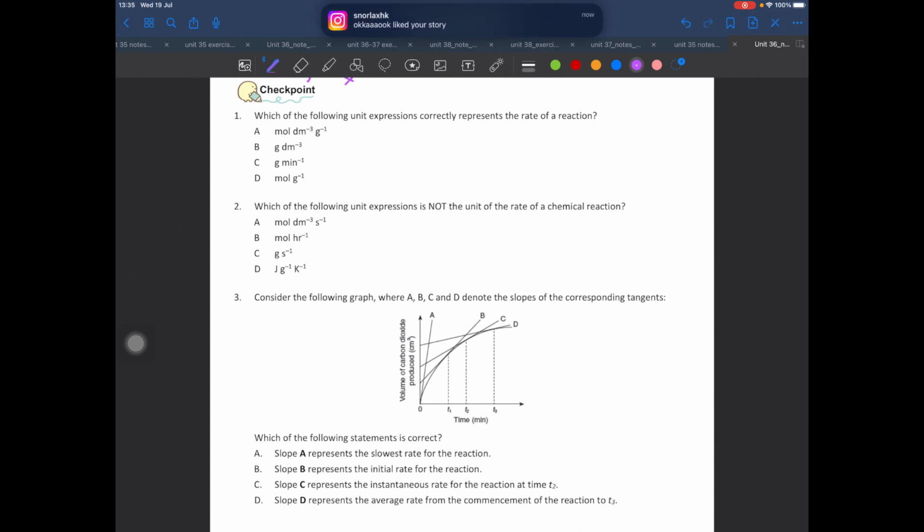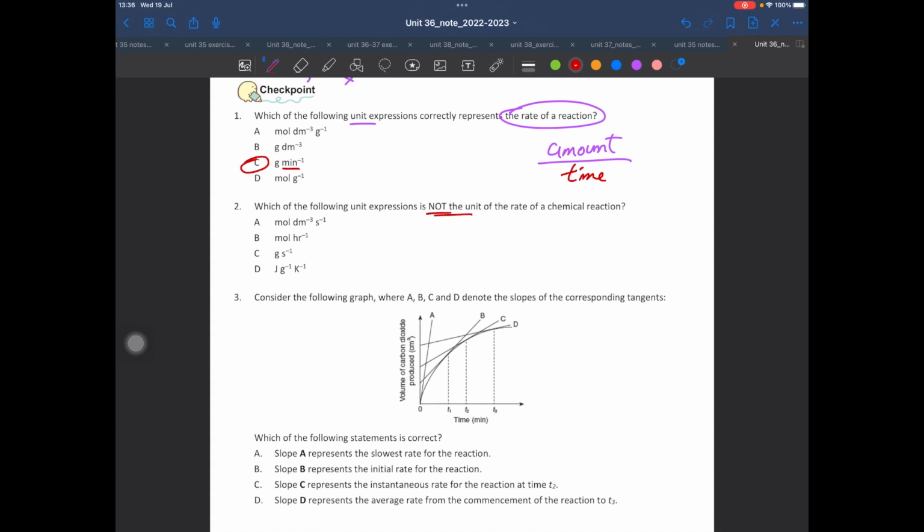So let's do checkpoints 1 and 2, and again please pause or stop the video until you finish. And here is the unit of reaction rate. As I mentioned, it must contain two parts. The first part is amount. The second part, in the denominator, is time. So only the third one, C, involves the time factor here, right? What about question 2? Not the unit. Here D, because you cannot see any time factor here, right?